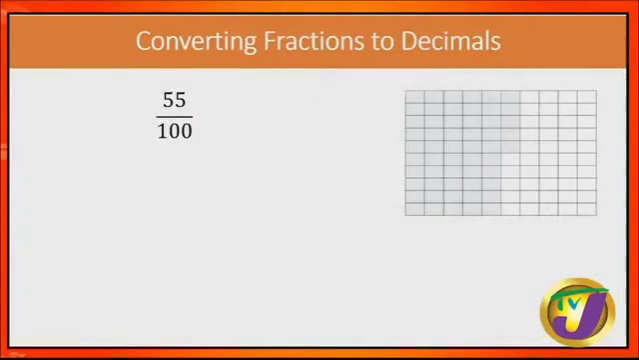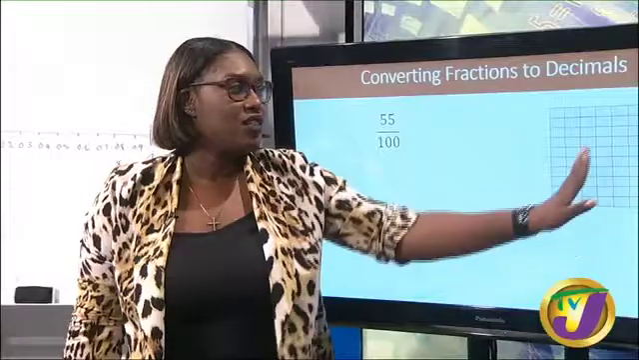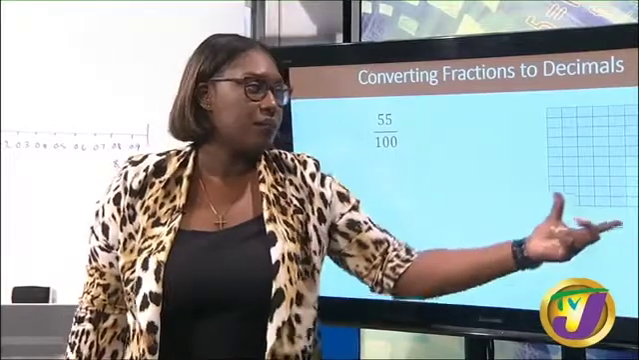So let's look at 55 hundredths. What does this actually mean? So here we have 55 parts being considered out of 100 parts. If we look at the diagram on the screen, we have 55 parts shaded out of our 100-part grid.